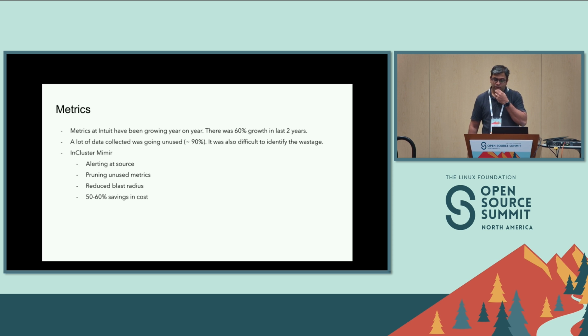And metrics, one of the things was a lot of the data that was collected was going unused because a lot of the attributes had very sparse data. So we went with in-cluster Mimir, which means we will not host any central Mimir, but we will deploy Mimir in each Kubernetes cluster, and we will process alerting, any kind of pruning, removing unused metrics, etc., right there in the cluster, which also helps with reducing blast radius and so on.